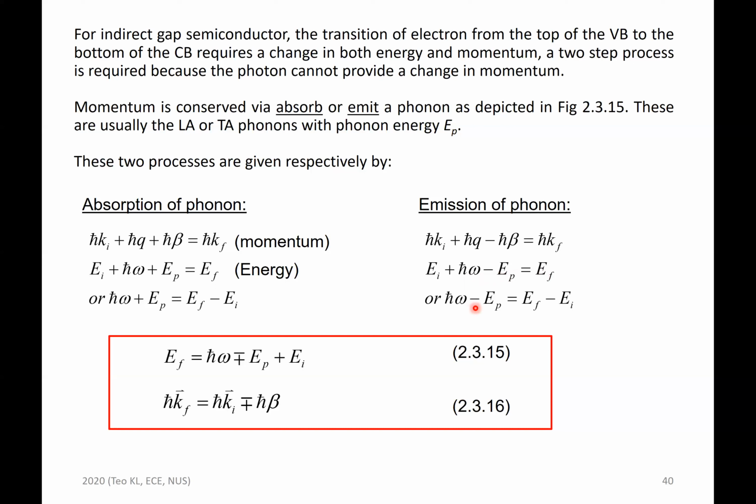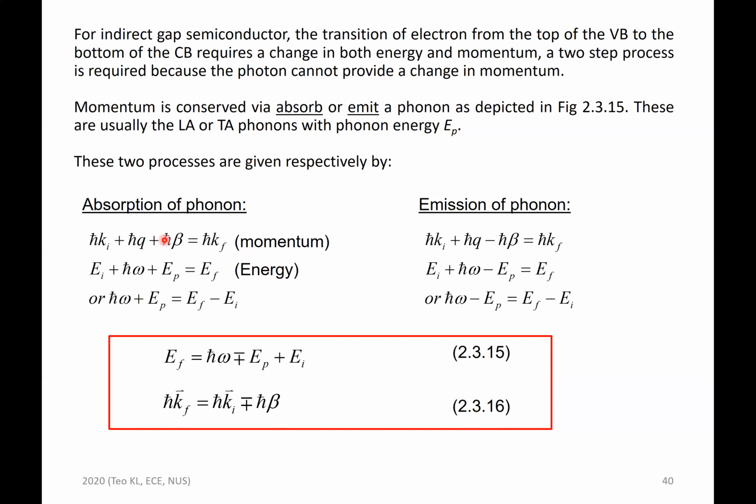H bar omega minus EP will be equal to EF minus EI. So here, H bar omega plus EP equals EF minus EI, final energy minus initial energy. So this plus EP means absorbing photon energy, and minus EP is the emission of photon energy.